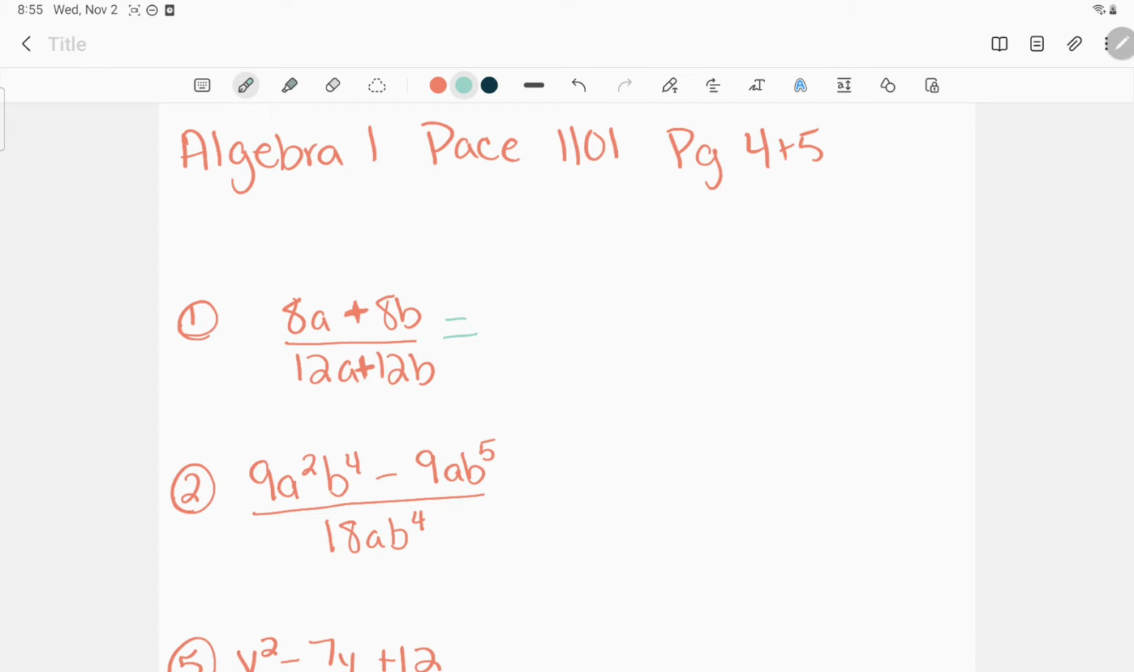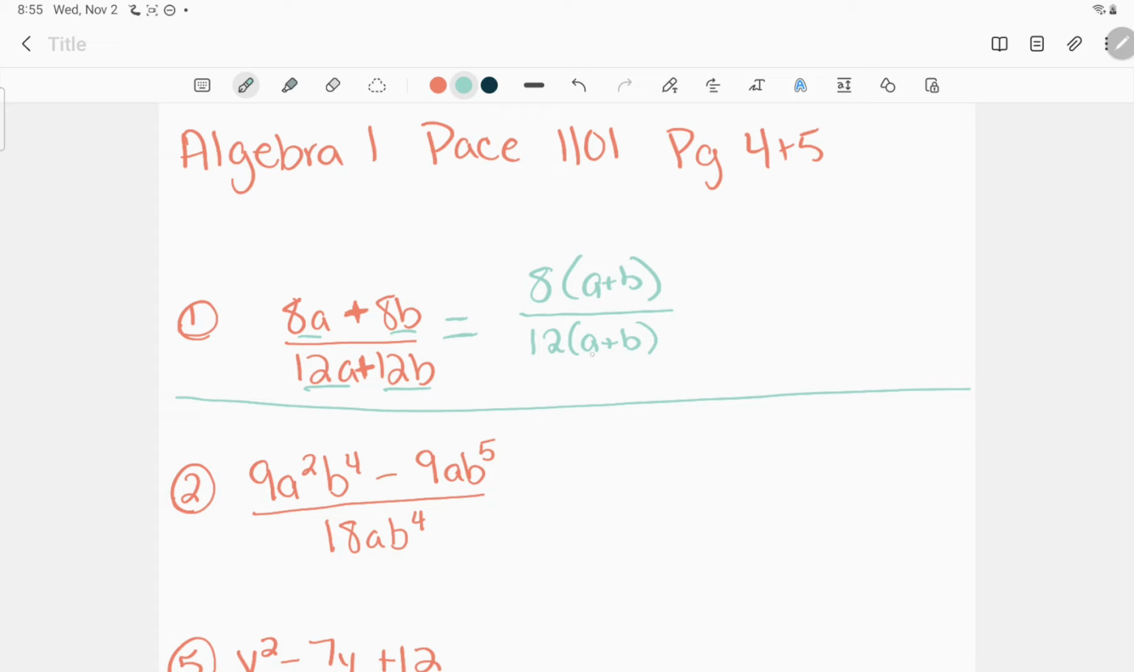So right here on number 1, what is the common factor between 8a and 8b? Well, the common factor is 8. So I'm going to factor that out, and it's going to give me 8 times parentheses a plus b. So then moving on to the denominator, I have 12a and 12b. Well, what's the common factor between those? And it is 12. So you have 12 times a plus b, close parentheses.